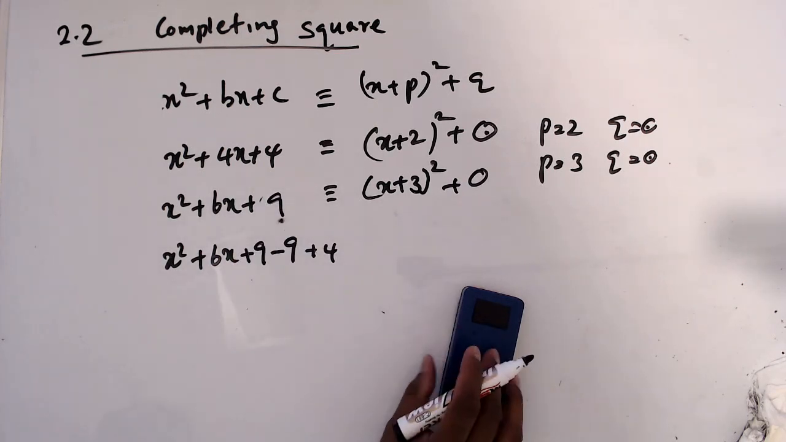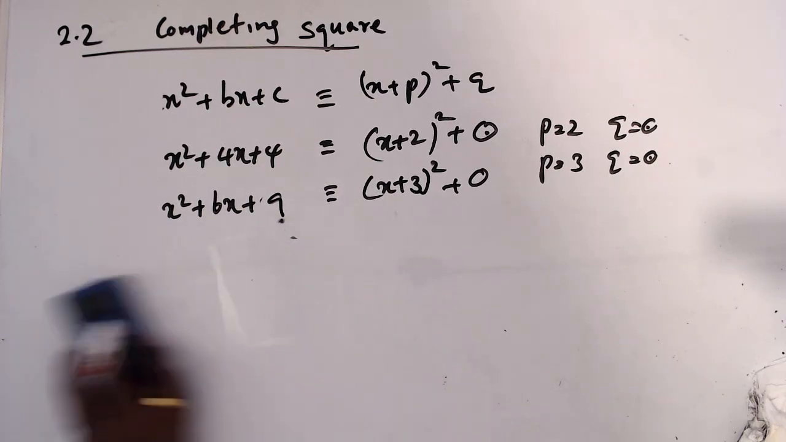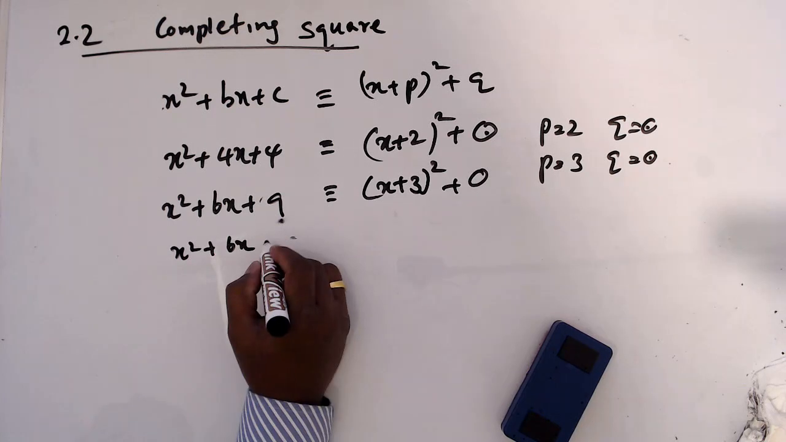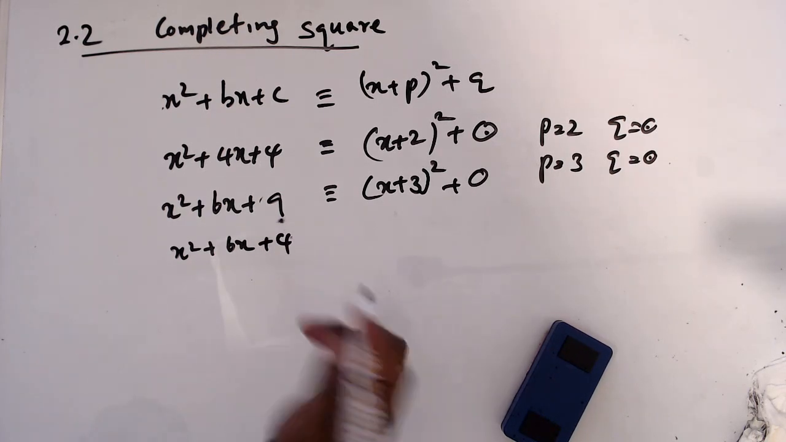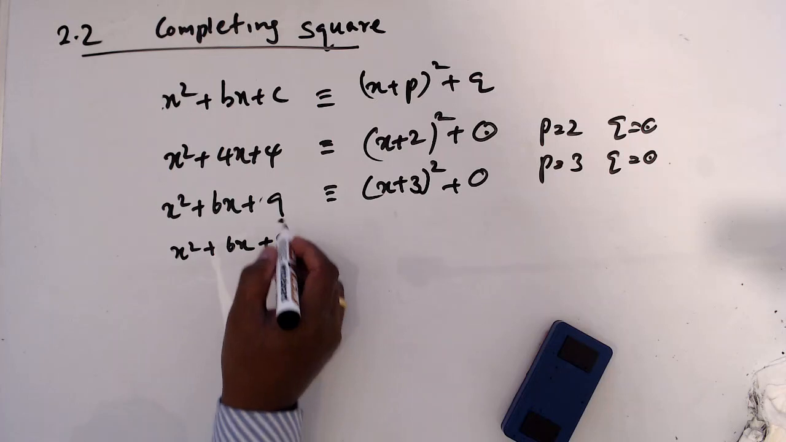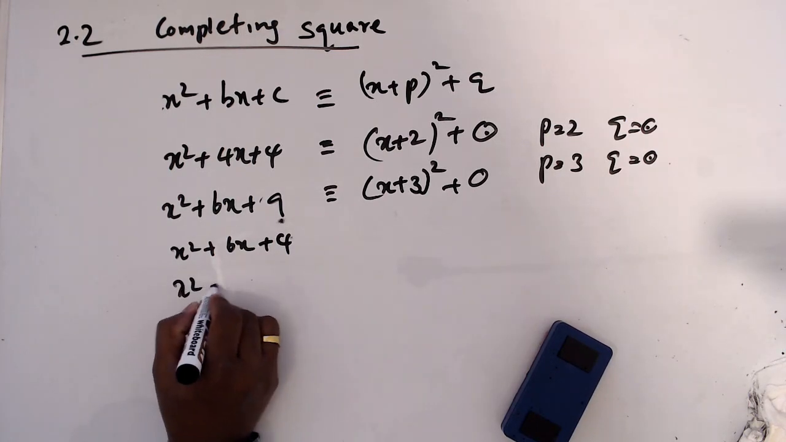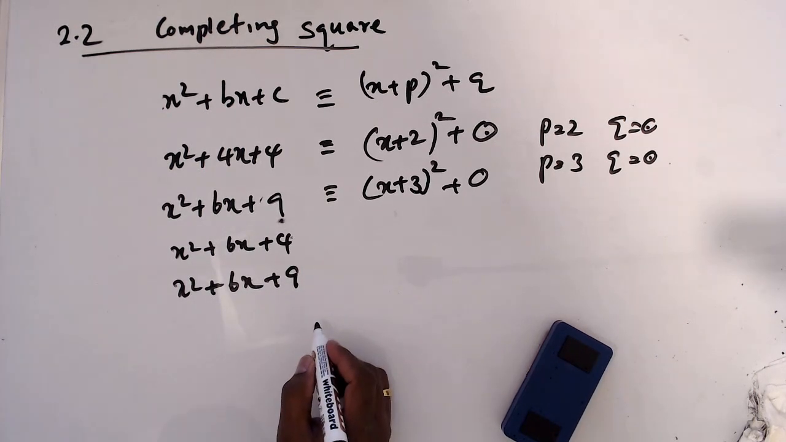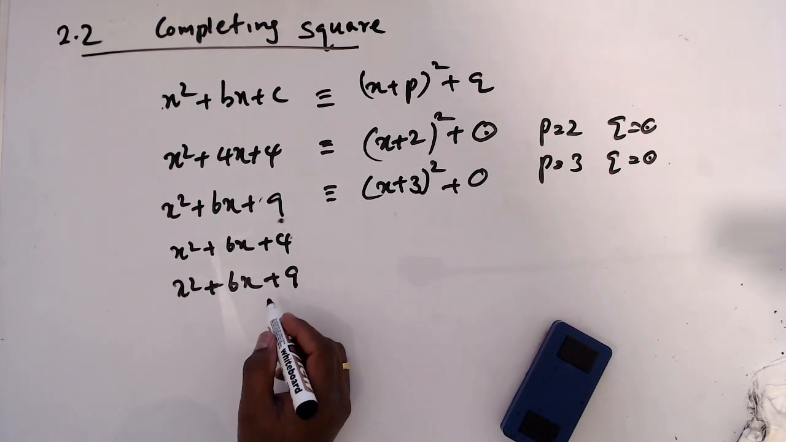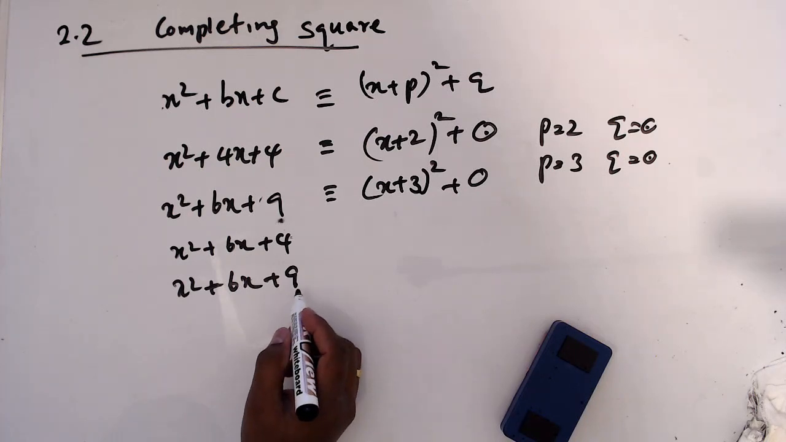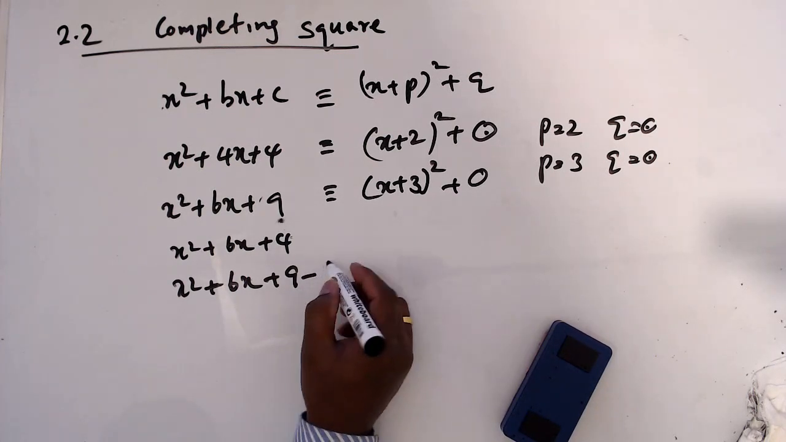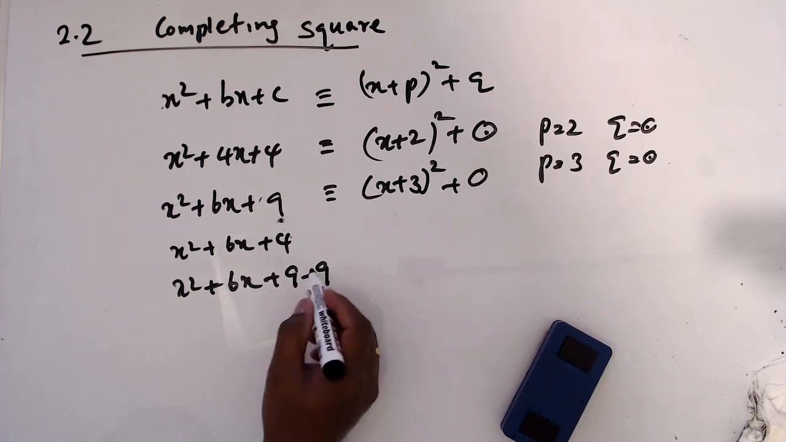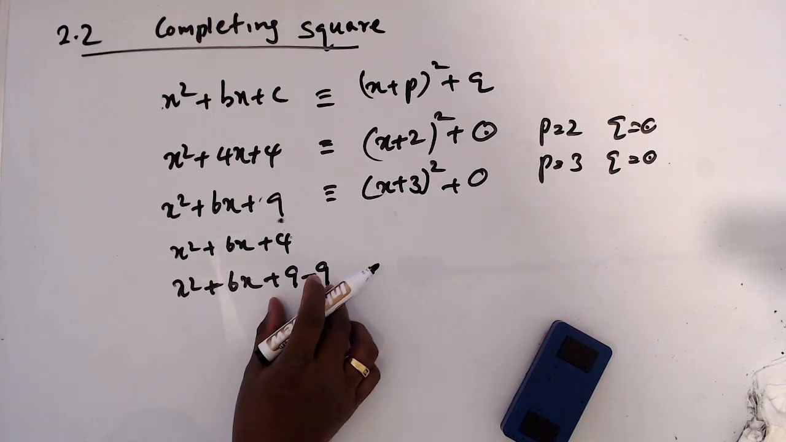Actually, let me rewrite this one. x squared plus 6x plus 4. Then we don't have a 9 here. Then x squared plus 6x plus 9. I add 9 by my hand, but then it changes the sum. So to avoid this, I minus 9. So I didn't do anything now to this sum. Plus 9 minus 9, 0. Right?